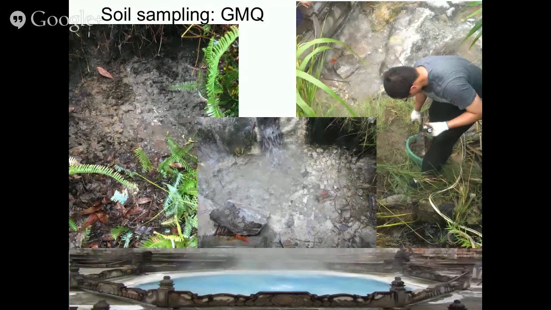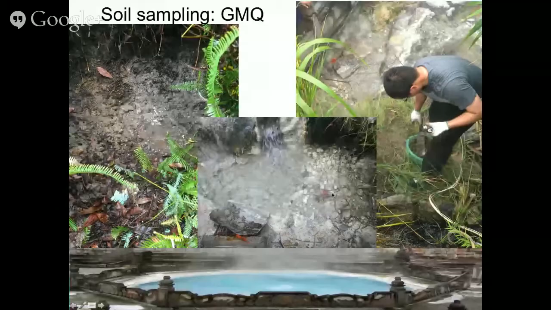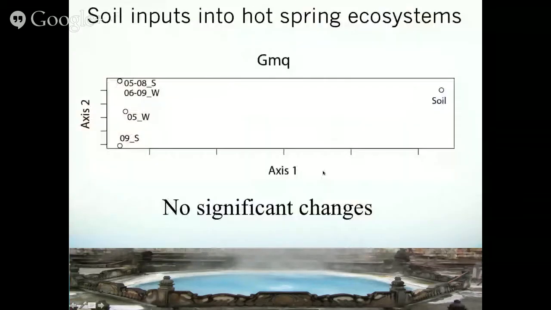We did a daily sampling for 5 days of this particular spring and then sampled two soil sites. I'm going to show you another NMS here where, for this particular site, we're not really seeing any differences. Through those 5 days of high rain and low rain events, there was a little bit of variability in the community, but it never got close to what we found in that particular soil.